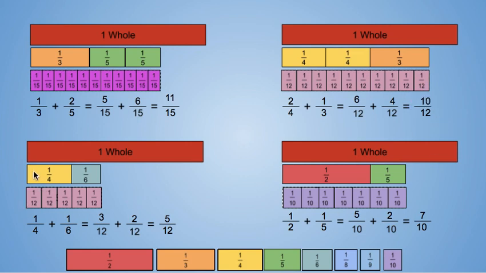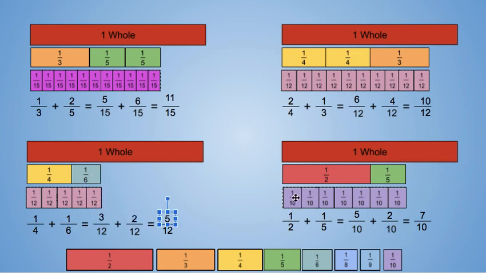Moving down here, 1/4 plus 1/6. It's given that twelfths divide into both of these fractions evenly. 1, 2, 3 twelfths equals 1/4. And 1, 2 twelfths equals 1/6. 3 plus 2 is 5.